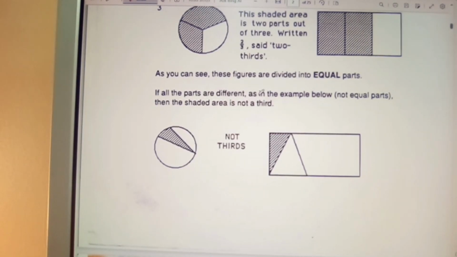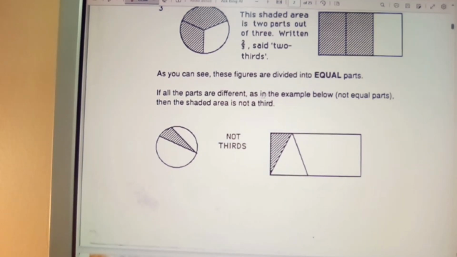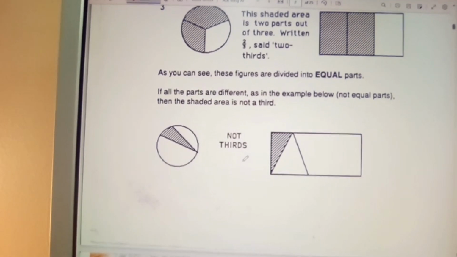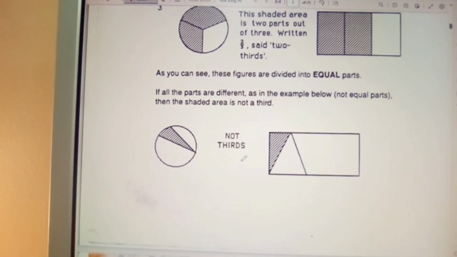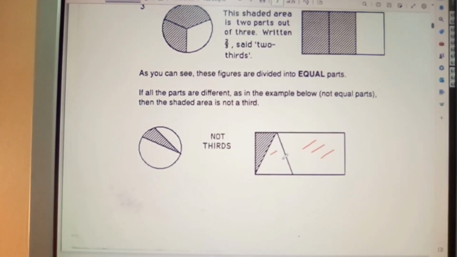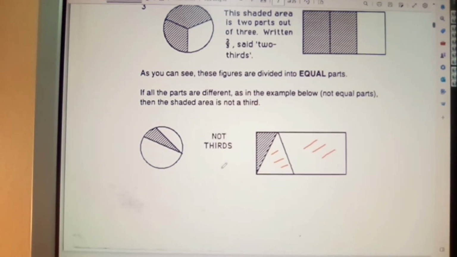As you can see, these figures are divided into equal parts. If all the parts are different, as in the example below, not equal parts, then the shaded area is not 1/3. Okay, so we can change this to represent not a third. But in saying that, we then have to work it out as such, okay? But that is only an example, nothing to be concerned about. We look at that at a later stage.